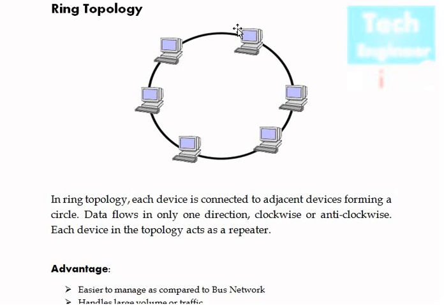We're going to see how to transfer the data. So this is what the ring topology is all about. Also, each device will remain as a repeater. For example, if one device distributes the data, then this fifth device might distribute the data anti-clockwise, so it will behave as a repeater.